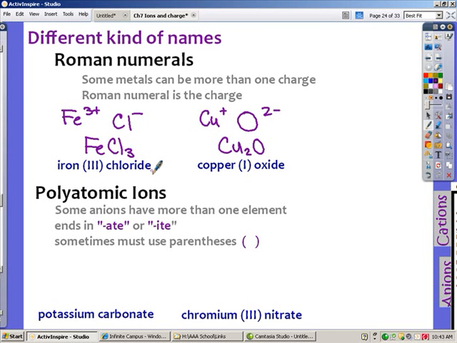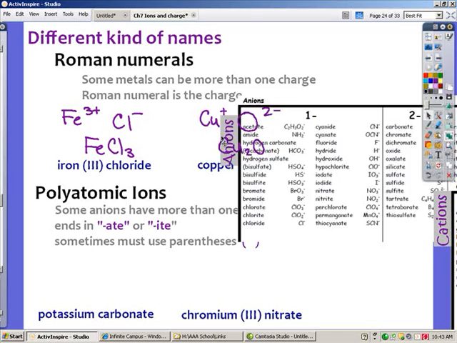With these groups, however, it's going to be made up of more than one element, and their names are going to end in different ways. So you're going to have ates or you'll have ites. Now down here I can see potassium carbonate. Okay, so I know that this is going to be a group of elements that are together. So I go to my chart, and let's take a peek at mine here for a second.